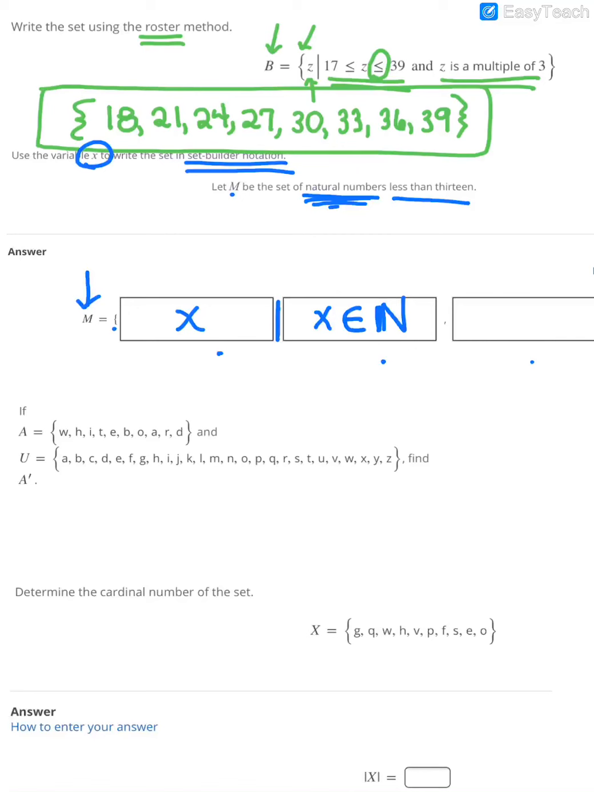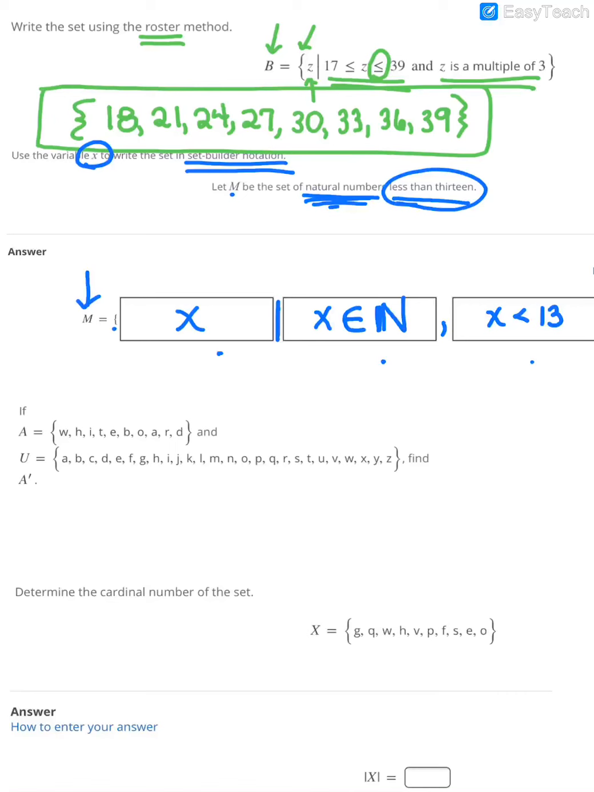And then they've got a comma here, and so then the second thing is we have to say that it's less than 13. So x is less than 13. Not equal to, just strictly less than. And that is what your set builder notation would look like.